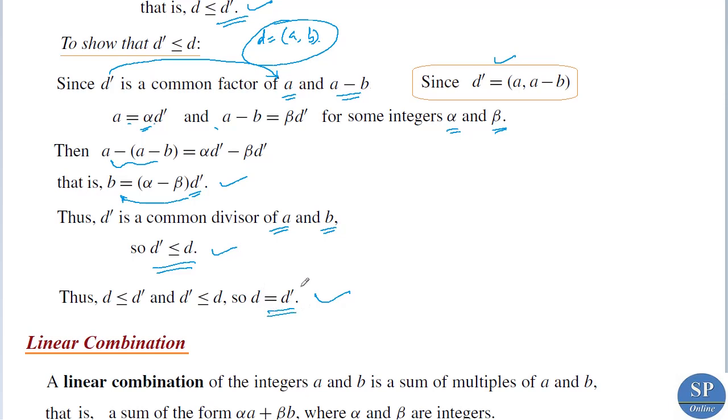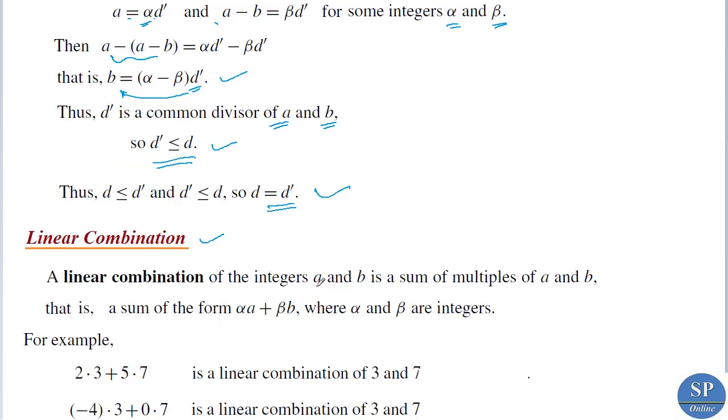Hence the proof. Next, we have linear combination of the integers. A linear combination of the integers A and B is a sum of multiples of A and B. That is, a sum of the form alpha A plus beta into B, where alpha and beta are integers. So a linear combination of A and B is a sum of this form alpha A plus beta B, where alpha and beta are integers.